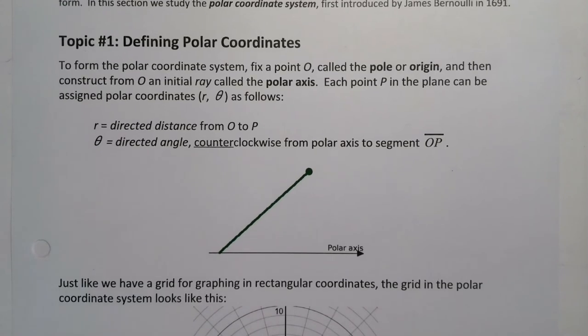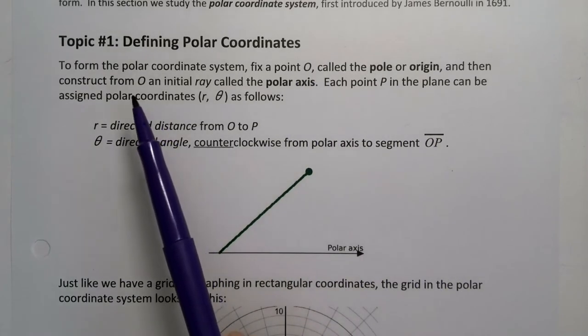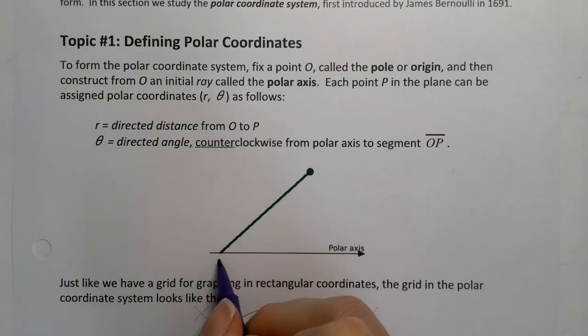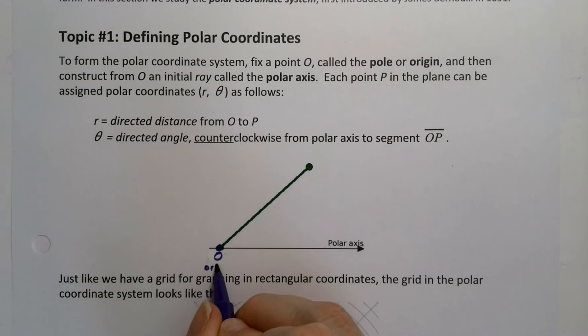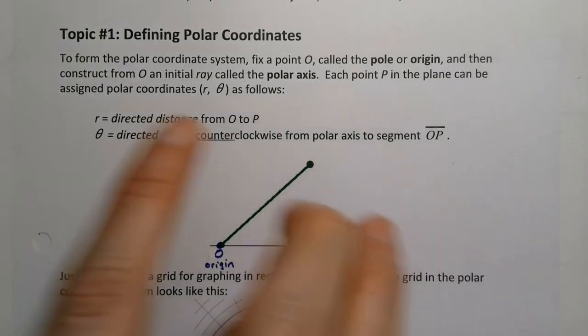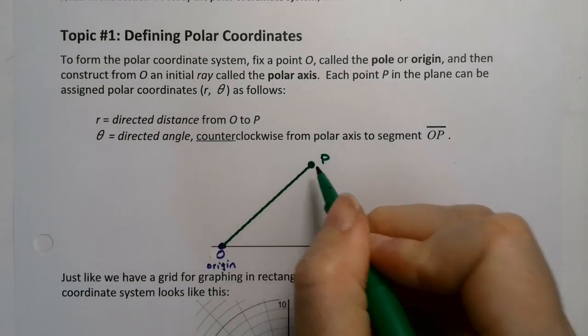Now, the polar coordinate system defines the entire coordinate system from the pole or the origin, which is a point O. And then you construct from O an initial ray called the polar axis. So that's this ray right here. So that's the polar axis. You have your origin, O, right there. And then you take a point P, which is out here. That point P is defined, so right there, there's the point P.